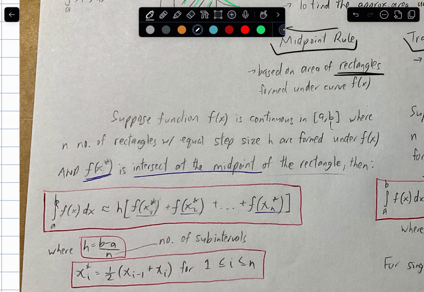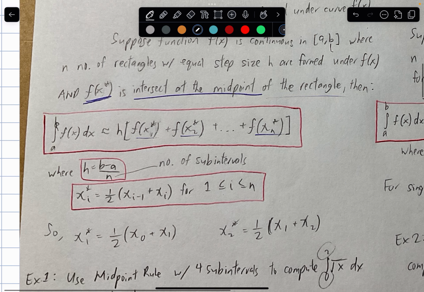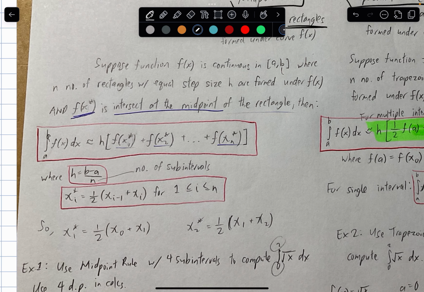Suppose that f of x is a continuous function in a to b, wherein n means the number of rectangles with equal step size height formed under f of x. And f of x asterisk basically means the intersect at the midpoint of the rectangle. So these are the formulas that you have to know.